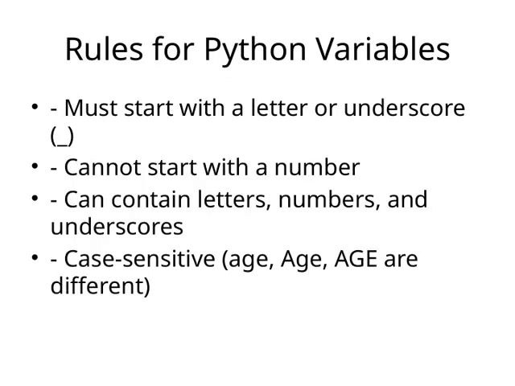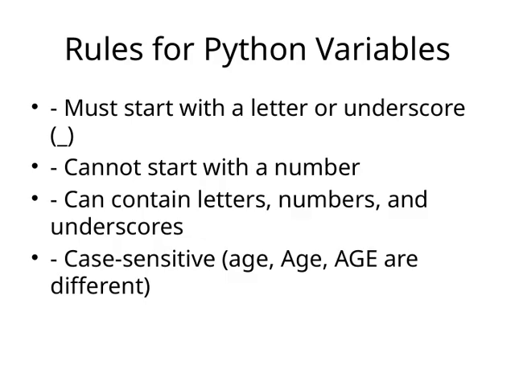All right, let's talk about the rules for Python variables. First off, a variable name must start with a letter or an underscore. This is important because if you try to start with a number, Python won't recognize it as a valid variable name. Remember, variables can contain letters, numbers, and underscores, so you have some flexibility in naming them. Another key point is that Python is case-sensitive. That means if you have a variable called age and another called Age, Python treats them as completely different variables. This can be a little tricky at first, so it's good to keep consistent with your naming conventions.